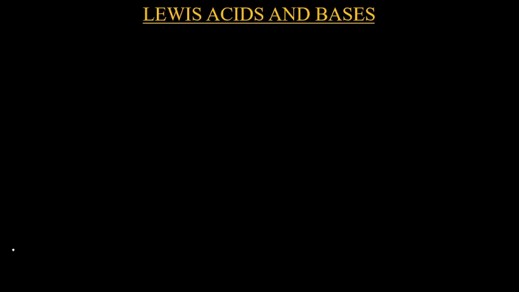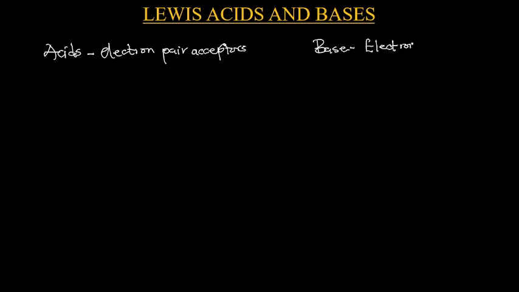So what is a Lewis acid and a Lewis base? It is very simple. Lewis acids are electron pair acceptors. So acids, they are electron pair acceptors. And then the bases, they are electron pair donors. All right. So this is the basic definition of an acid and a base.